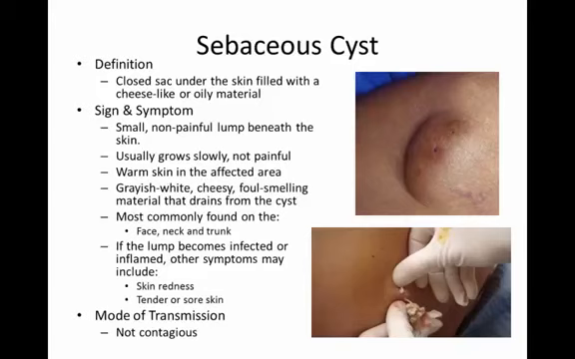The cyst may have a grayish-white, cheesy, foul-smelling material that drains from the cyst. Most commonly, they are found on the face, neck, and trunk. If the lump becomes infected or inflamed, other symptoms may include skin redness and tender or sore skin. The mode of transmission is not contagious. However, draining these sebaceous cysts is very important to prevent future infections.